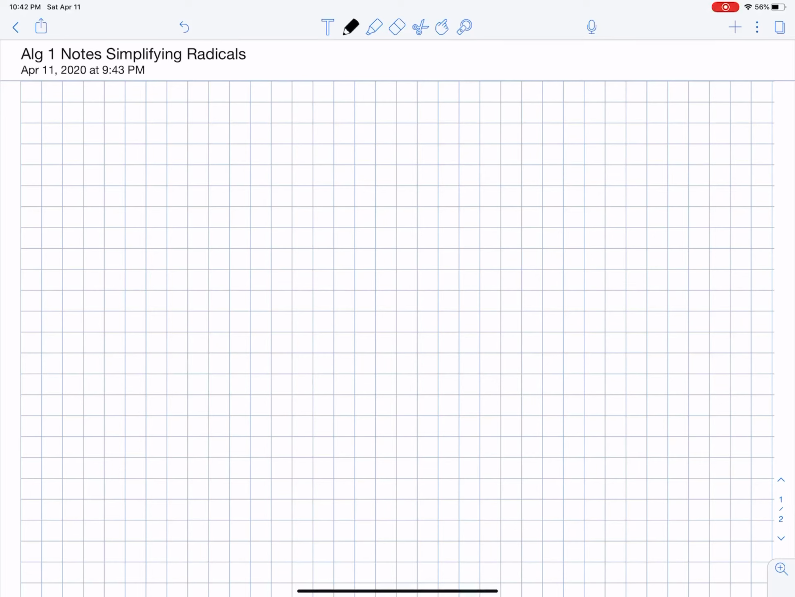We're going to go ahead and label this one Simplifying Radicals. You might know these as square roots.